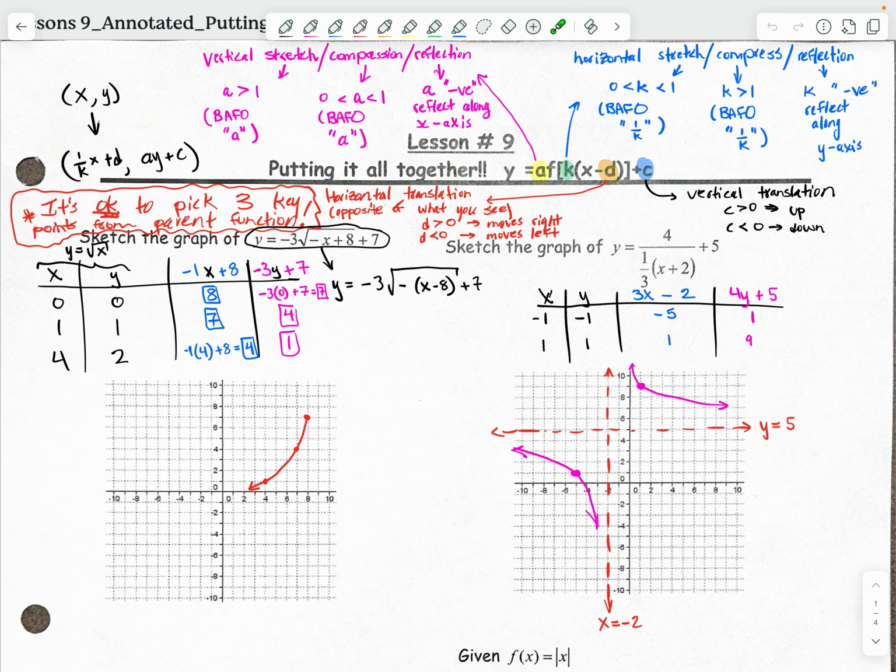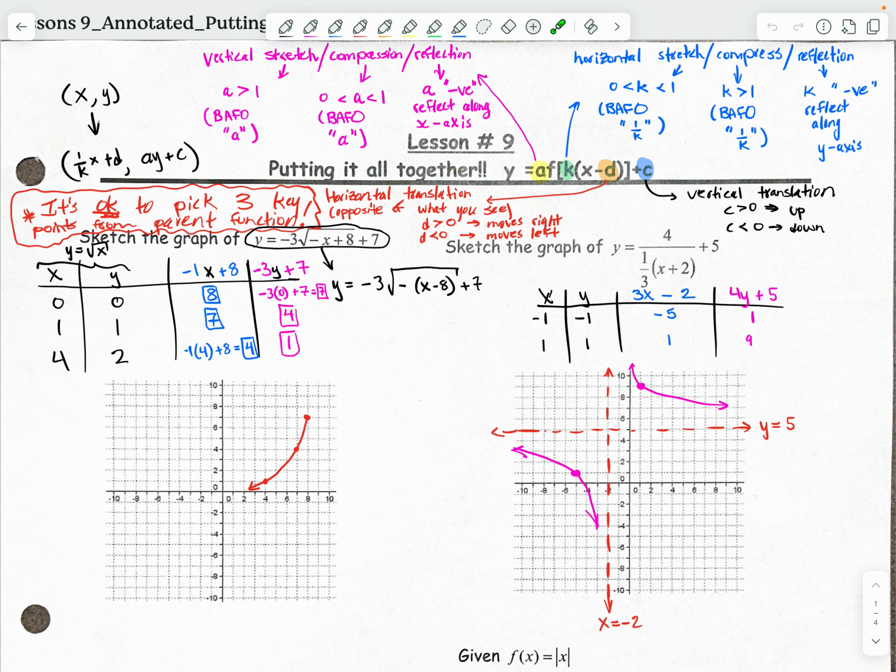Okay, moving on, we got D right here. So D, again, since it's like the inside of my function, dealing with the input, just like K, D operates opposite to what we believe. And there is a negative here as well, as we could see. So if the value of D is positive, then we're going to move right. If the value of D is negative, we're going to move left. That makes sense, but it's just when it's in here, right?